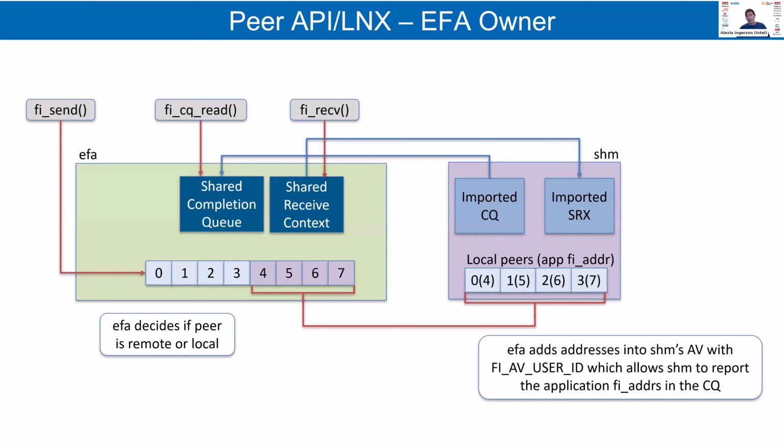And then when SHMEM send is done, it can just write the completion directly to the app CQ. So like I said, on that next CQ read call, the SHMEM completion entry is available directly to the application. EFA doesn't have to copy that entry from the SHMEM CQ back to the application one. It's just ready to go.